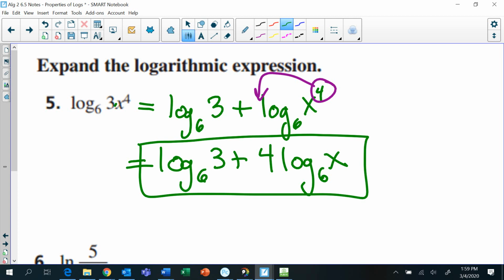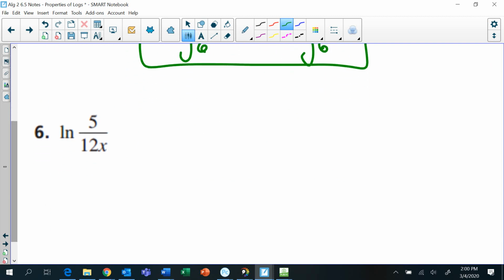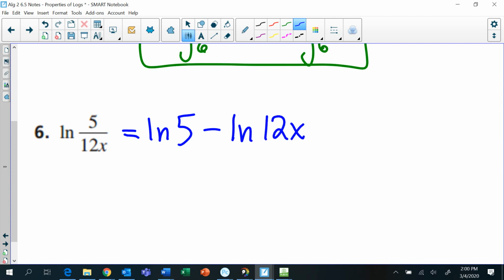Okay. All right, the next one is ln of 5 divided by 12x. This one has a trick to it. It's not like a trick. It's just you aren't going to think straight, and then you're going to make mistakes like everybody does every year. I just started off with ln 5 minus ln 12x. And then I didn't know what to do because the 12 is.